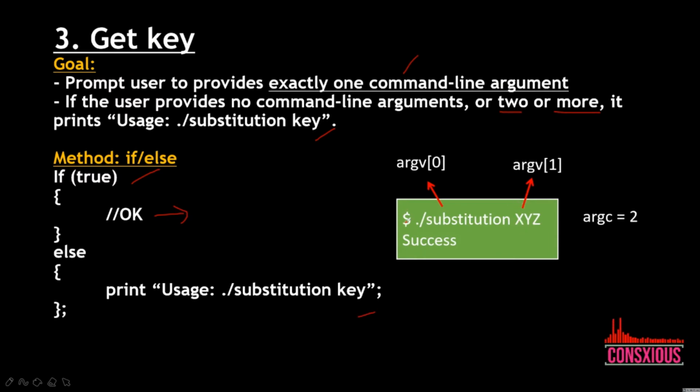So we can see again, we go back to the basics. This is argv[0], argv[1]. We must have these two, which means argc is 2.